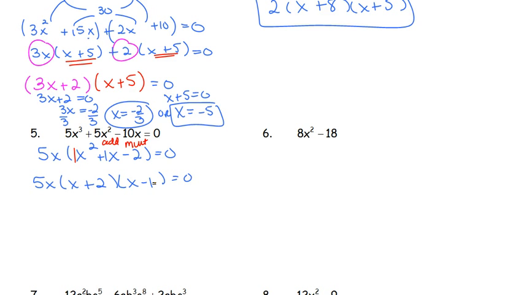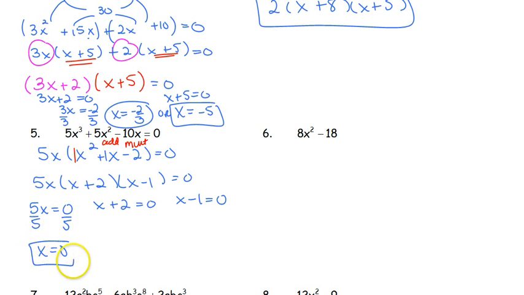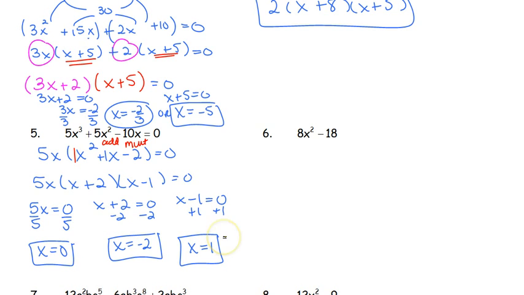Now that it equals 0, I've got to start solving. 5x equals 0, x plus 2 equals 0, x minus 1 equals 0. We divide by 5, and we've got x is equal to 0. We subtract 2, and we've got x is equal to a negative 2. We add 1, and we've got x is equal to a positive 1.